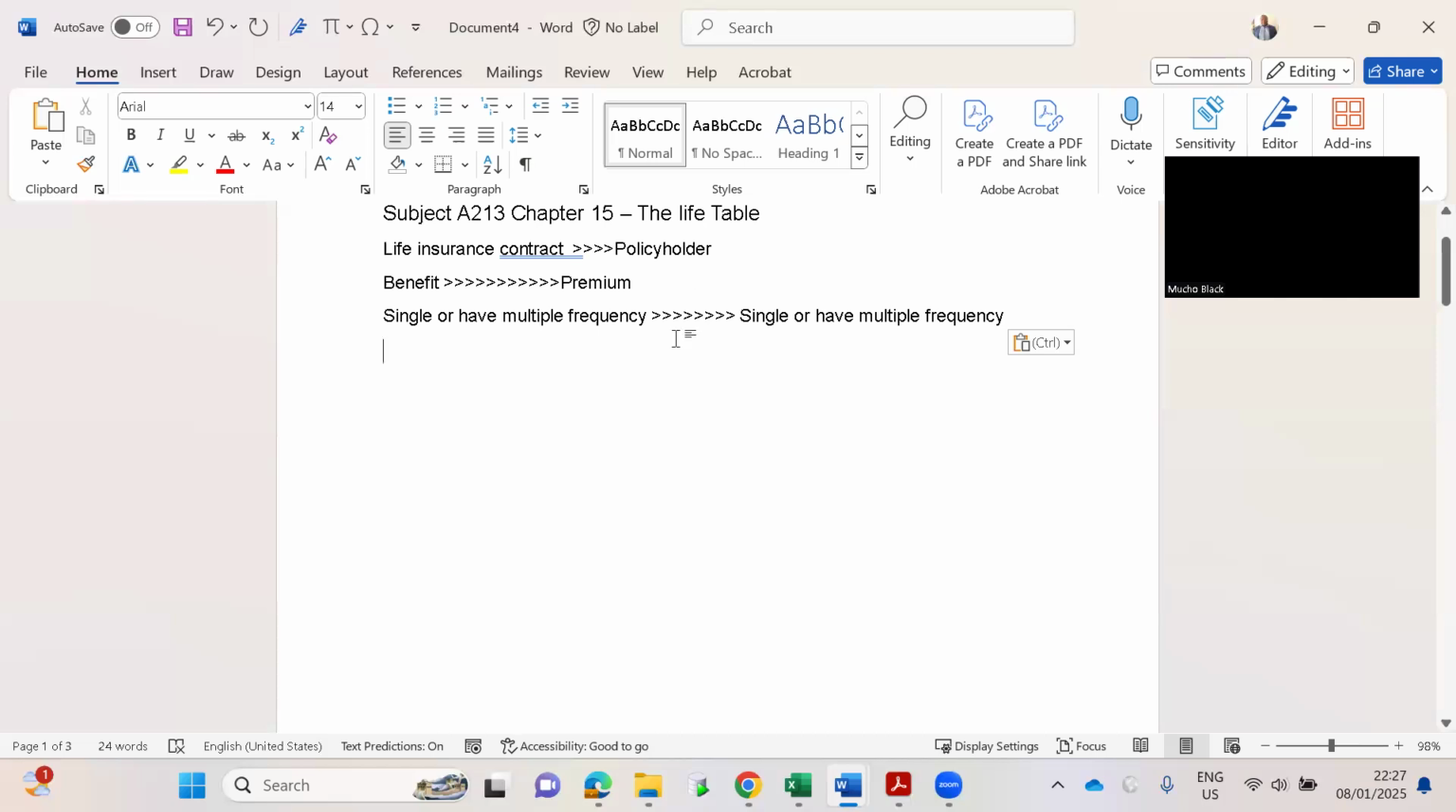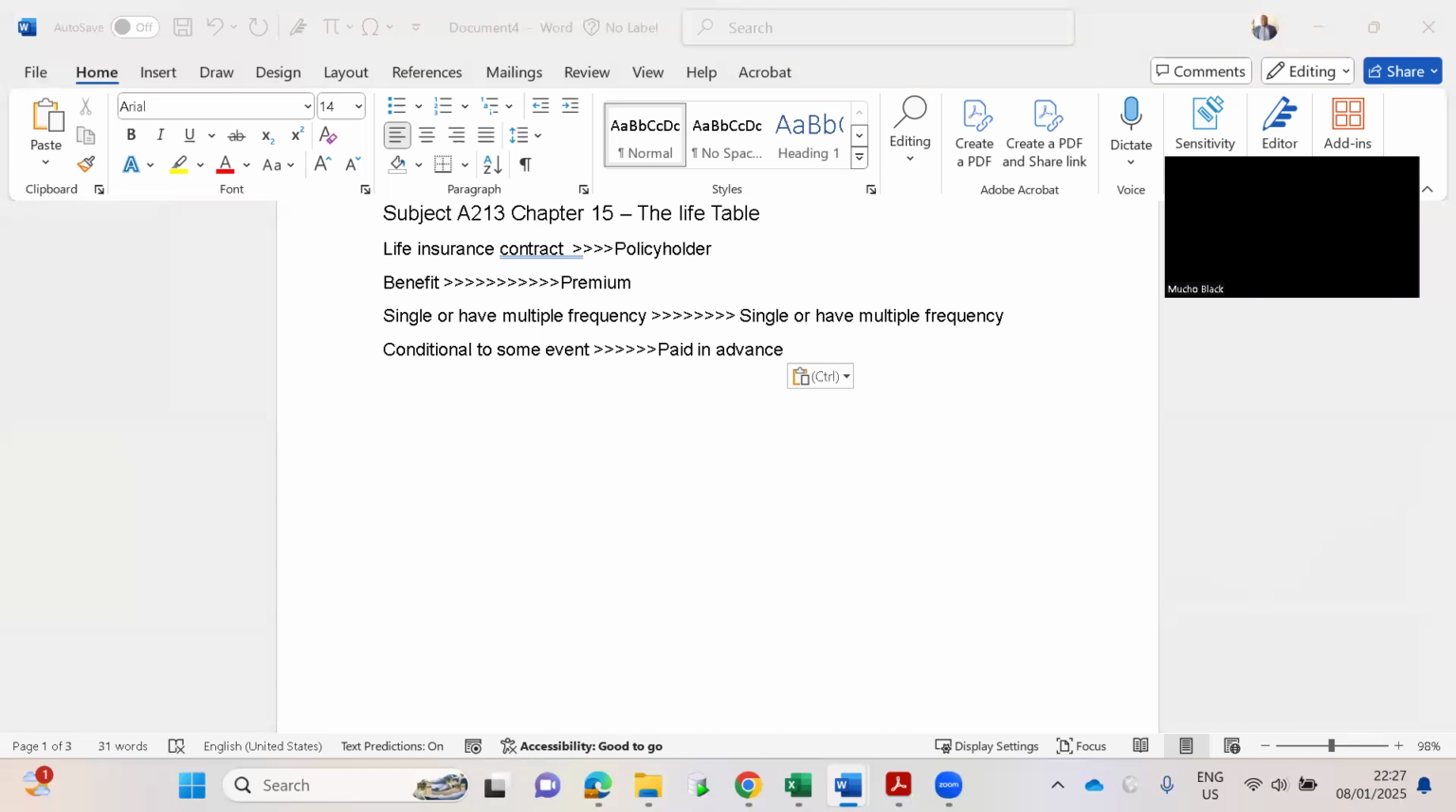So both of these could be single, or they can have multiple frequency, or either or vice versa, in any order, no specific order. So next point is the benefits are conditional to some kind of event that needs to happen, and the premium has to be paid in advance.